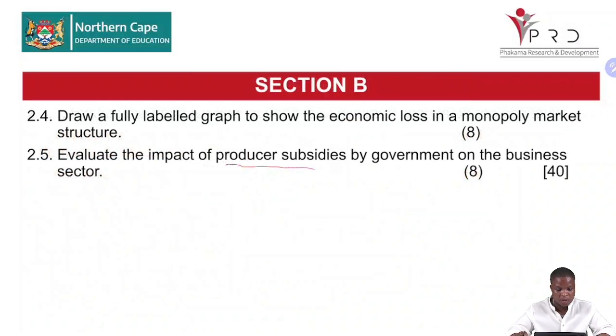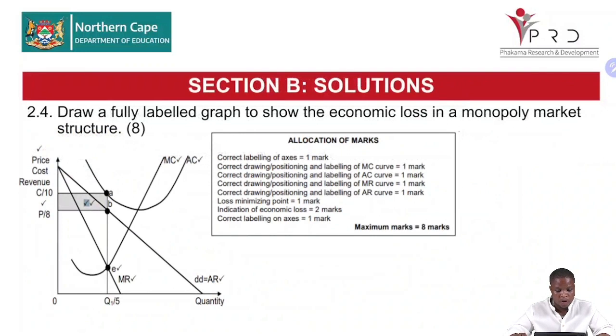Right, let's look at your answers. For 2.4, you are drawing a fully labeled graph to show economic loss. You're going to draw your graph and then you're going to get marks for your labeling: axis, quantity and price, cost, revenue.